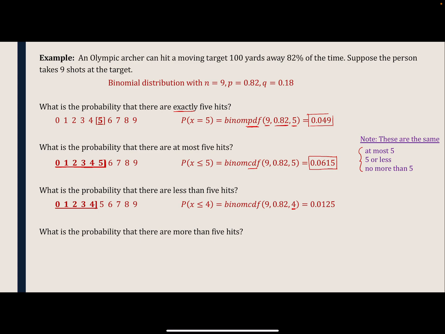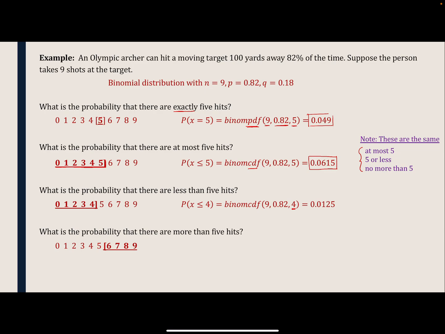The next one says, what is the probability that there are more than 5 hits? So now we're looking at more than 5, which is 6, 7, 8, or 9. The CDF command only works for the value and less than that value. So now we need to use the idea of complements.